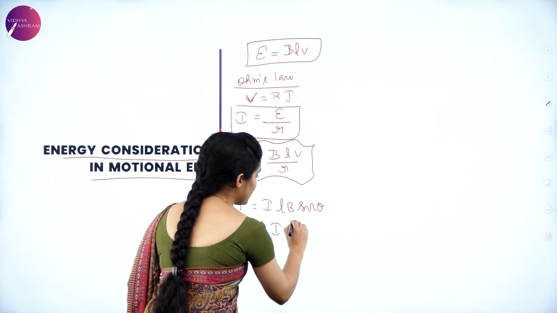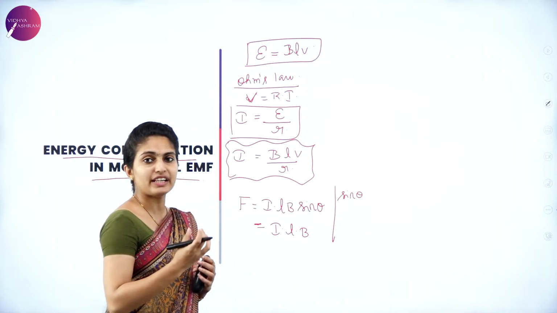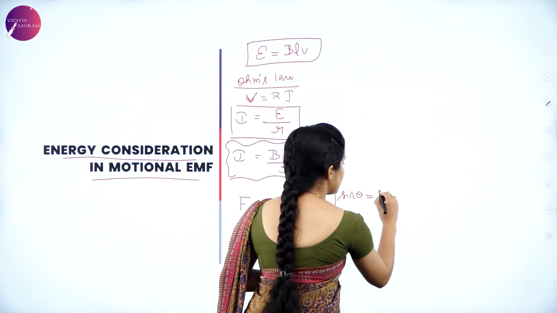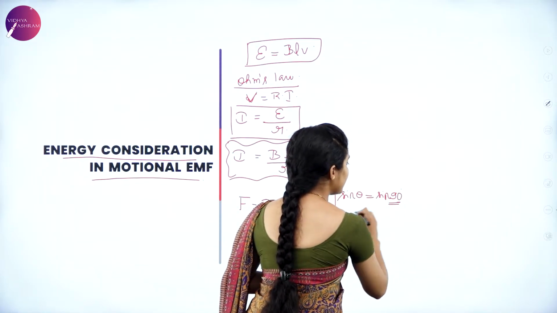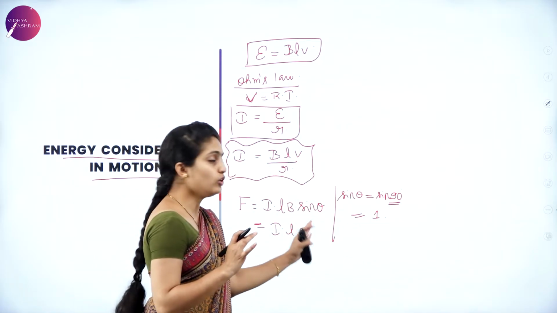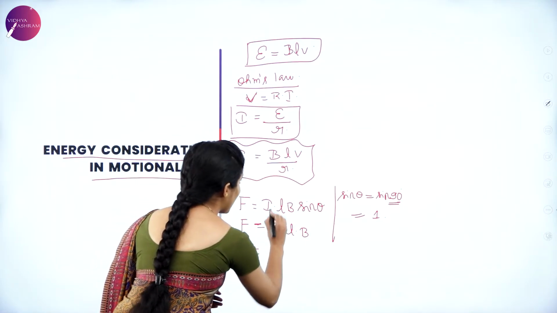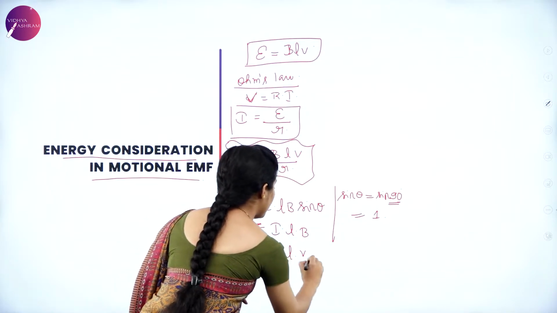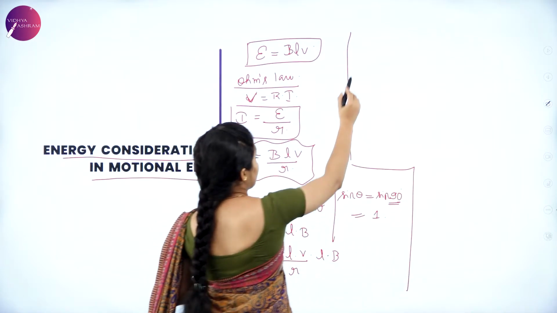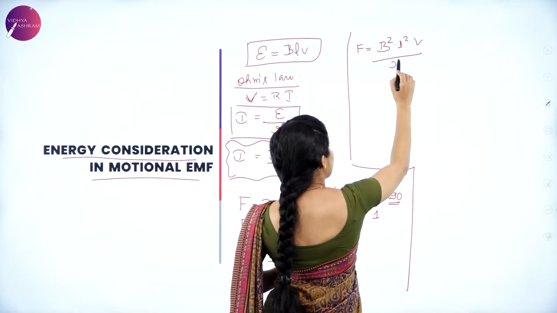So we have I into L into B and sine theta. I told you, because the magnetic field is perpendicular to the plane of the conductor, theta is 90 degrees. So sine 90 is 1, and ILB remains as it is. Now we have F is equal to ILB. Substituting for I, we have B into L into V divided by R, and L into B, and on simplifying this we have F is equal to B square L square V divided by R.